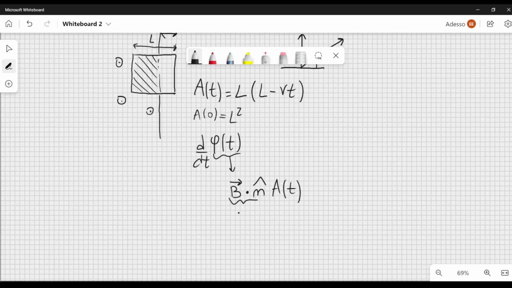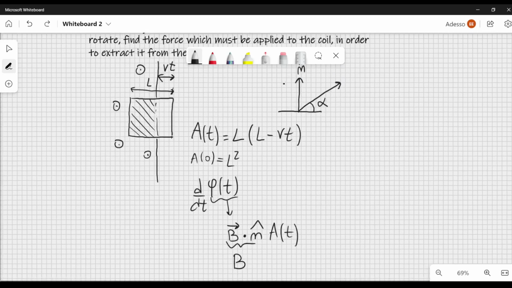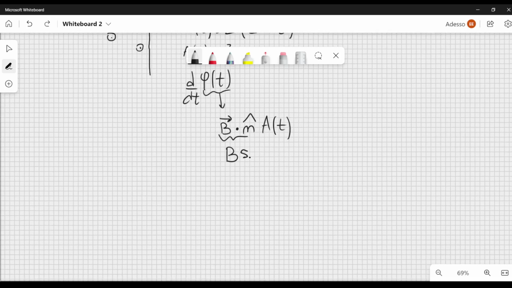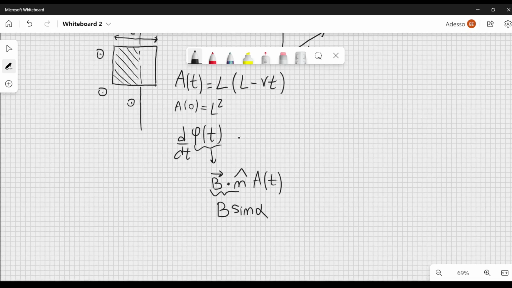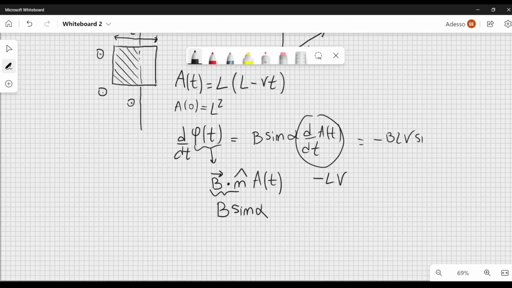And B dot n will be simply equal to the mode of B times the mode of the unit normal, but that's just 1, and then I have the cosine of this angle here. But the cosine of that angle can be written as the sine of alpha, because it will be the cosine of pi halves minus alpha. And if I write down the derivative, it would be something like this: B sine alpha times the derivative with respect to time of A of t. But if we take a look at that expression, this derivative will give us minus LV. So this is equal to minus BLV sine alpha.